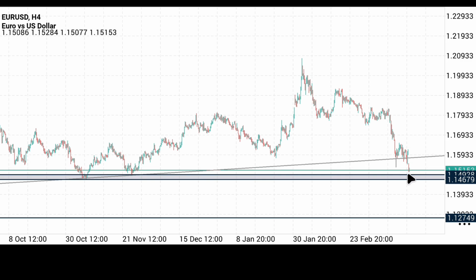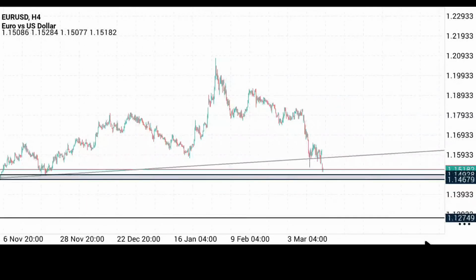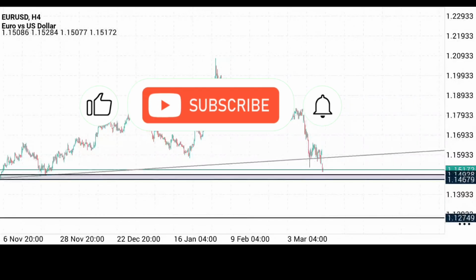So what will determine where the Euro USD will be going next is what happens between 1.1493 and 1.1468. That will be a deciding factor for the Euro USD to know if we're continuing in this upward trend. That is exactly what I'm looking at in the Euro USD. I hope this helps you to take a wise decision trading this currency pair this week.